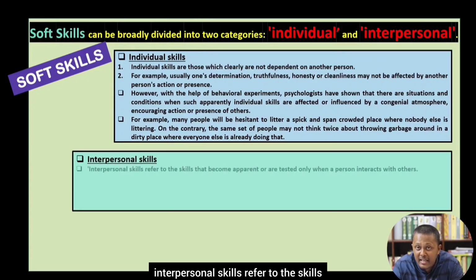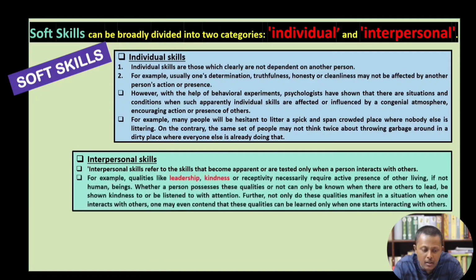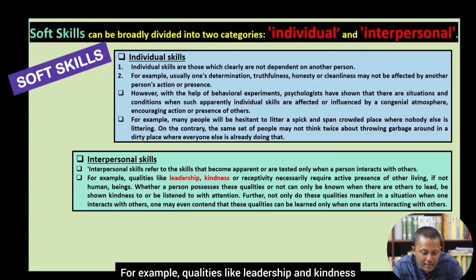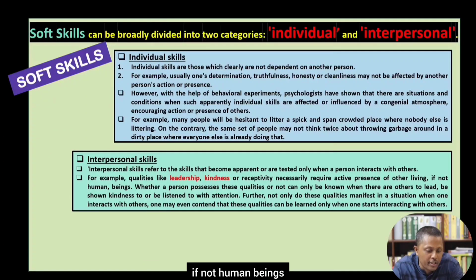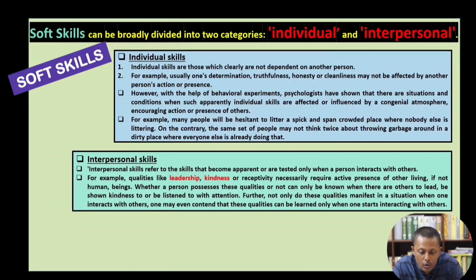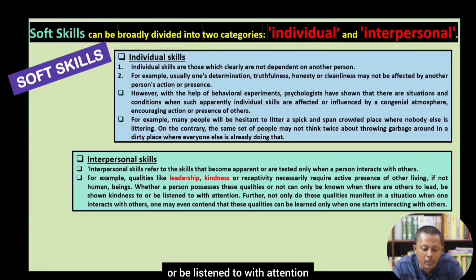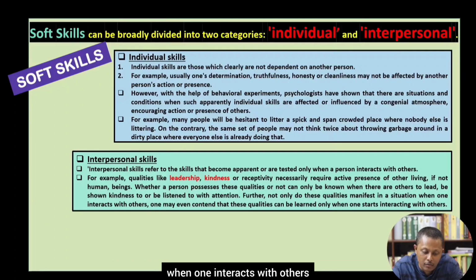On the other hand, interpersonal skills refer to the skills that become apparent and are tested only when a person interacts with others. For example, qualities like leadership and kindness or receptivity necessarily require the active presence of other living beings, if not human beings. Whether a person possesses these qualities or not can only be known when there are others to lead, be shown kindness to, or be listened to with attention. Further, not only do these qualities manifest in a situation when one interacts with others, one may even contend that these qualities can be learned only when one starts interacting with others.